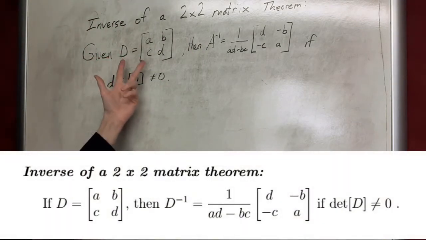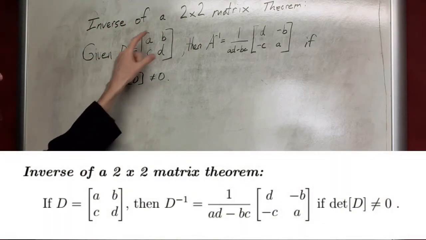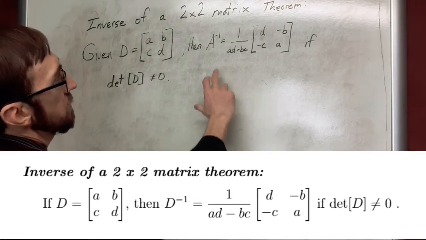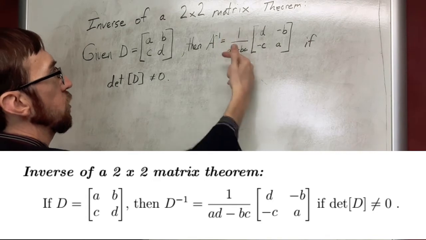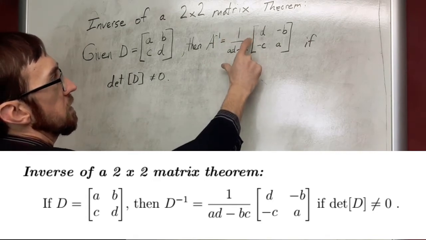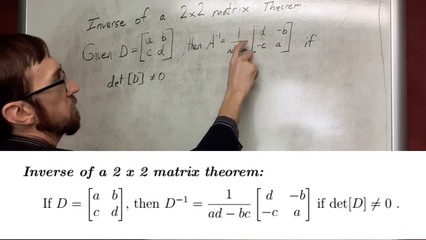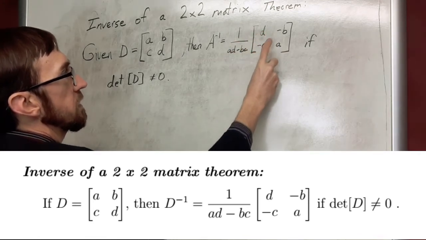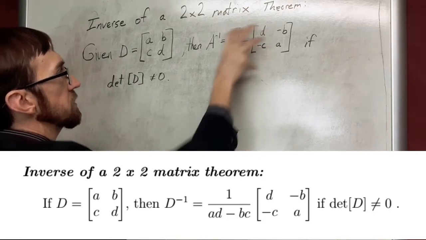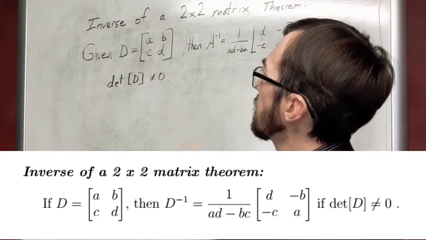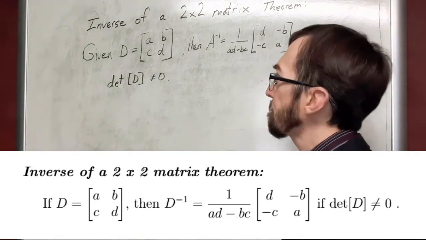Given some 2x2 matrix with elements A, B, C, and D, then we're going to have an inverse given by this formula: 1 over the product AD minus BC, and that scalar is being multiplied by the matrix with entries D, negative B, negative C, and A. And these entries are all with respect to the way we've labeled our original given.